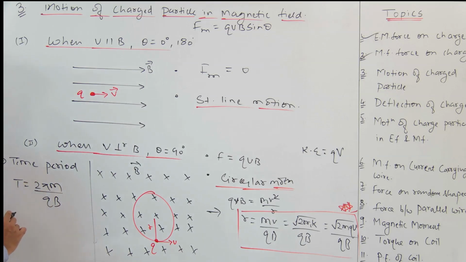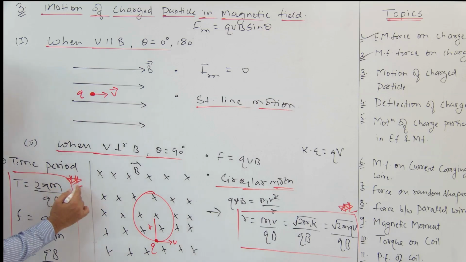From this, frequency we can write. Frequency is basically 1 by T, so frequency will be qB by 2 pi m. Also we can write down your angular velocity. What will be your angular velocity? Since T is 2 pi by omega, omega can be written as qB by m.